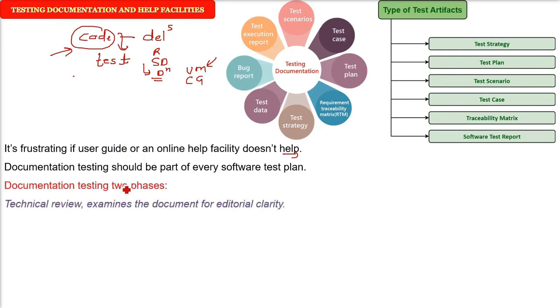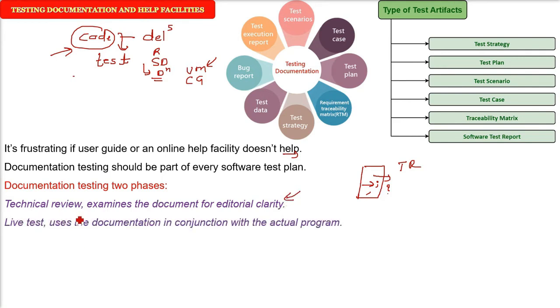The documentation testing normally happens in two phases. The first is the technical review. That is, a person will sit and look at the editorial clarity: a semicolon is not there, the sentences are not properly formed, or they are ambiguous, or they are not pointing to what we wanted. For any novice user, it should help.